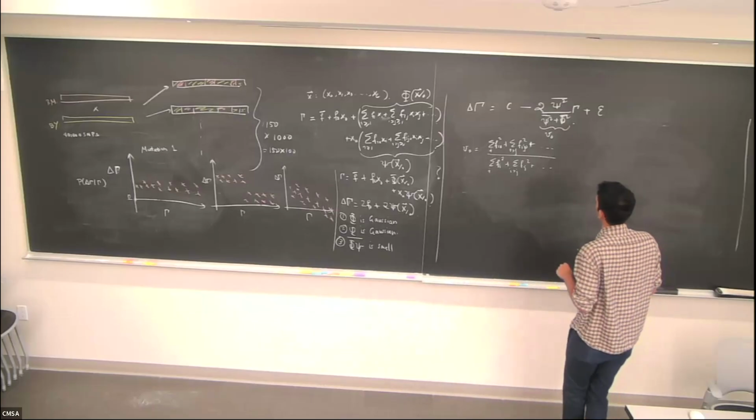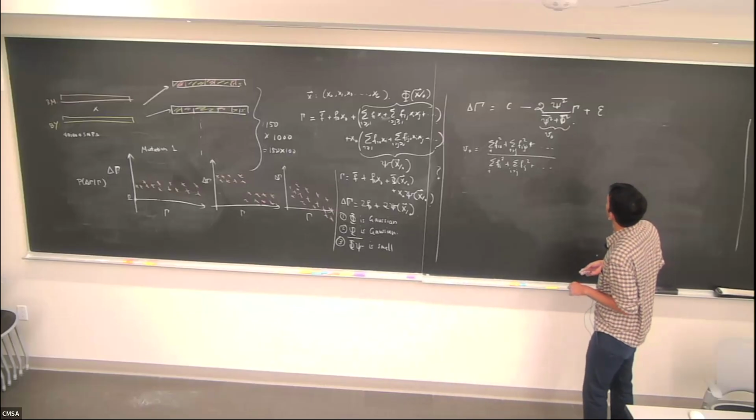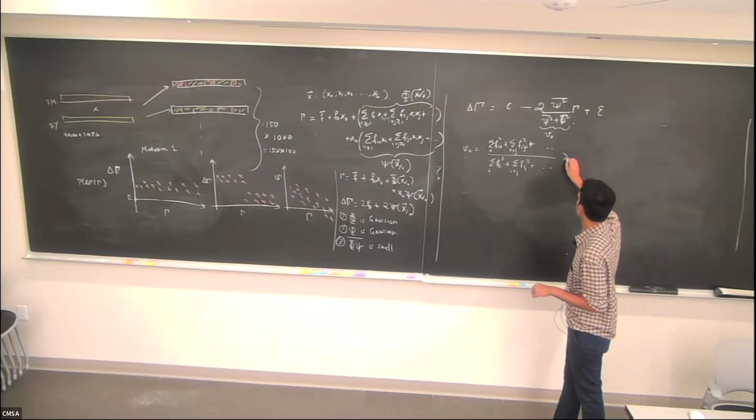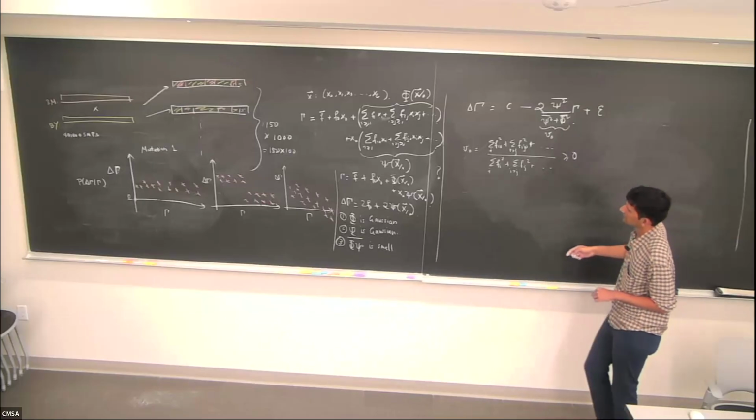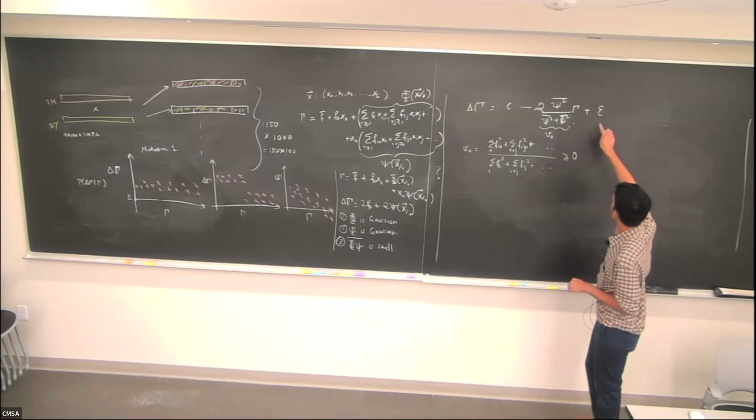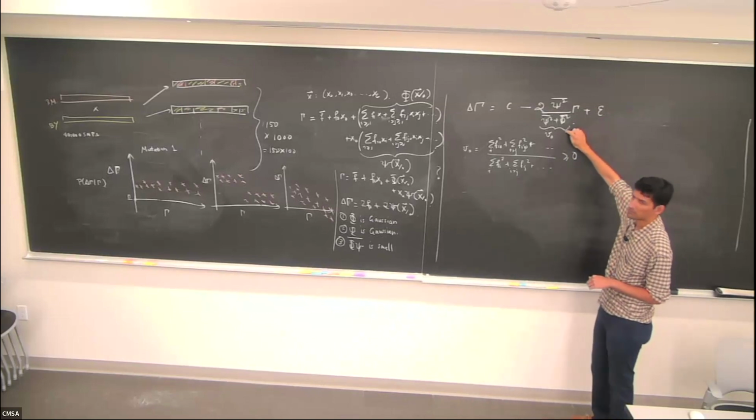And this turns out to be quite an interesting quantity. This quantity is always positive, or non-negative. The other feature of this is that in this limit, the variance of these fluctuations is going to be proportional to the slope.